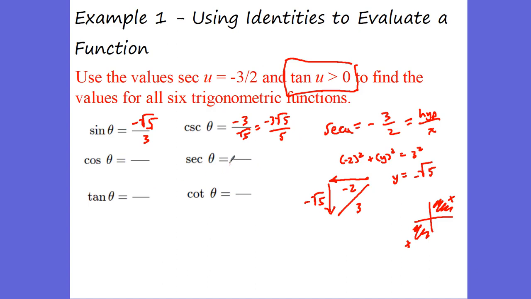We already know the secant of theta is negative 3 over 2. They gave us that, which means the cosine is going to be the reciprocal of that, negative 2 over 3. And tangent is going to be the y over the x, the negative root 5 over negative 2. The negatives cancel out right there because tangent's always got to be positive, as we said, which means the cotangent is 2 over root 5 or 2 root 5 over 5 when we rationalize that. So that's example 1 right there.